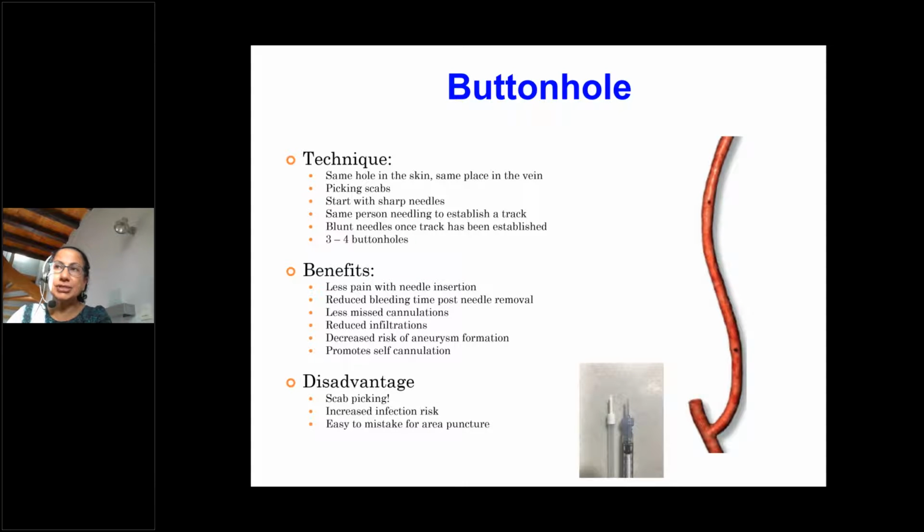And once this is established, it becomes easy to then perform blunt cannulation at a later stage. And with blunt cannulation, the pain and the discomfort to the child is reduced. An important aspect of buttonhole cannulation is that there will be a scab formation over the sites. And with the scab formation, particularly in children who can tend to pick at the scabs, there can be an increased risk of infection. So if you have a child who's at risk of staph infections, then do be careful with this.